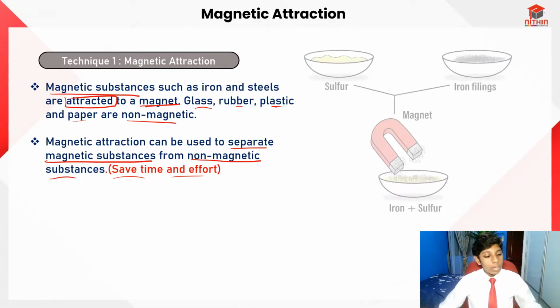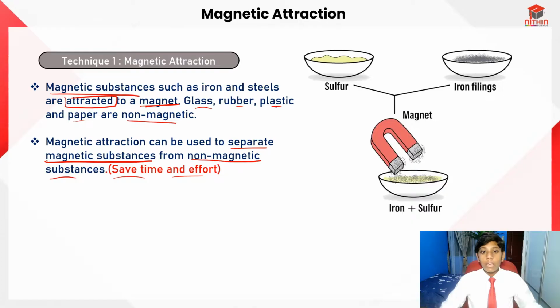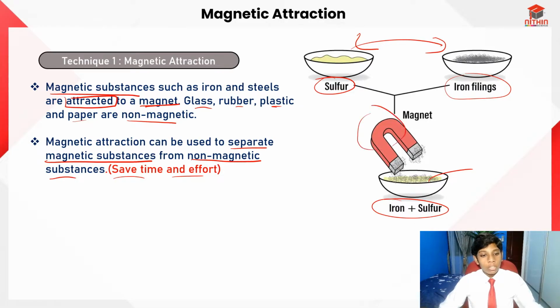Let's take a look at an example. This example is sulfur, which is a chemical, and iron filings. We are going to add these two into the same mixture, so we have a mixture of iron plus sulfur. If we put a magnet into the mixture, the iron filings will be attracted to the magnet while the sulfur remains behind. I hope you understood that.